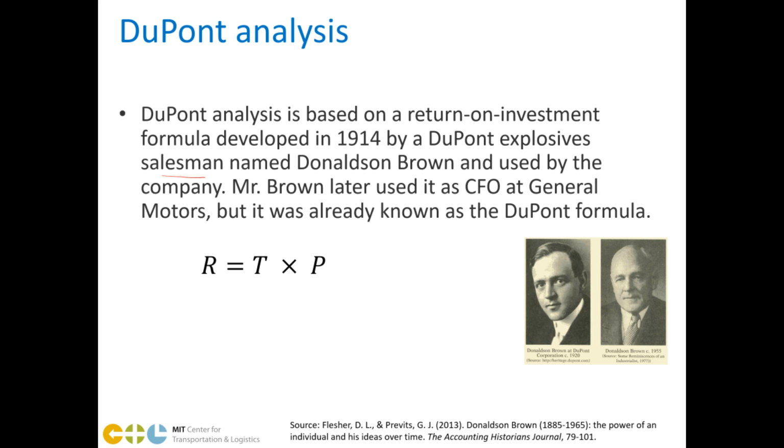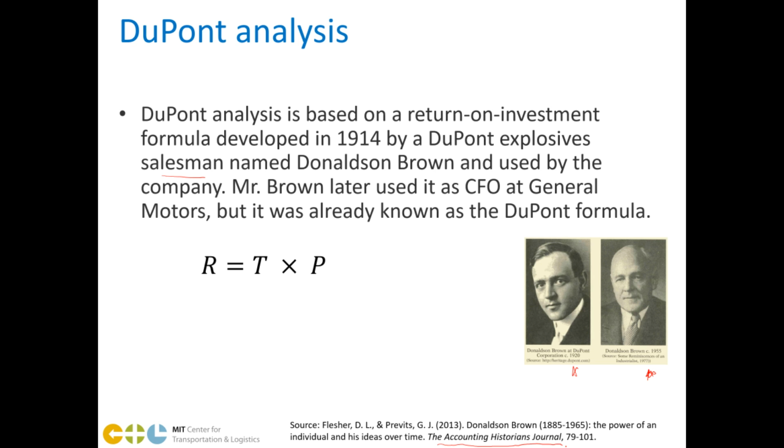in 1914. His name was Donaldson Brown, and he used it in DuPont, and then later on he became the CFO at General Motors. But by the time he was deploying it widely at General Motors, it was already known as the DuPont formula. You can see him here as a young DuPont salesman and later on as a very wily CFO of General Motors. And I would encourage you to read through this paper in the Accounting Historian's Journal about the influence of this salesman as he developed a lot of financial measures.